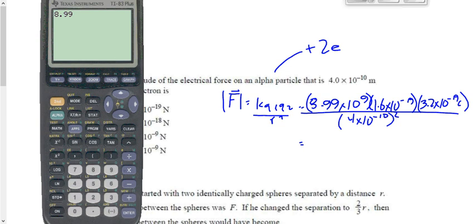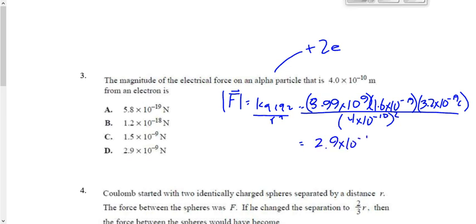8.99, second function, EE, 9. That way it attaches the exponent, the 10 to the whatever, to the 8.99. On the top it doesn't really matter, but on the bottom it becomes a bigger deal. 1.6 EE negative 19, 3.2 EE negative 19. Then all we have to do is say 4 EE negative 10, and square that, and we get a value here of 2.9 times 10 to the minus 9. And the answer for that one is D.